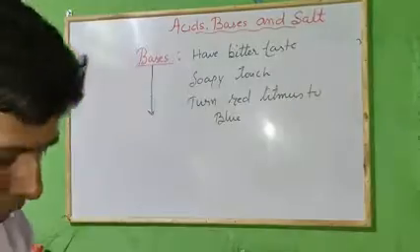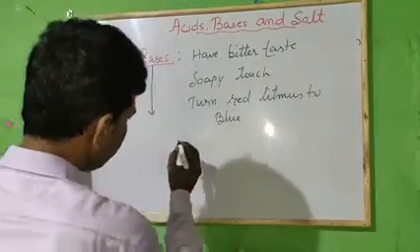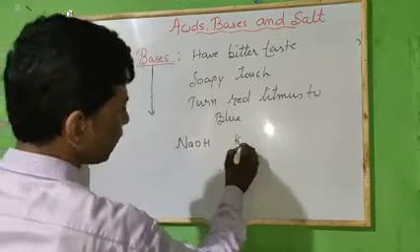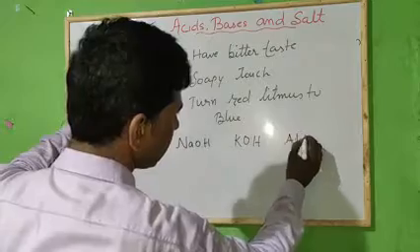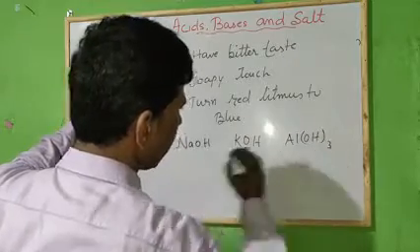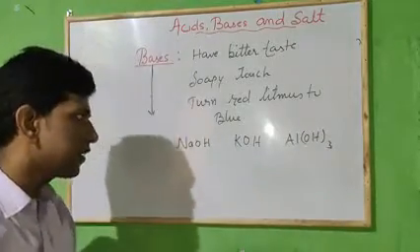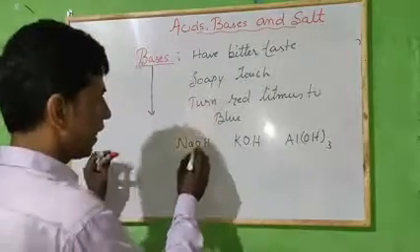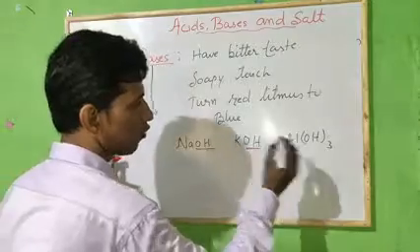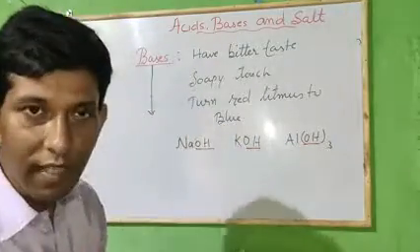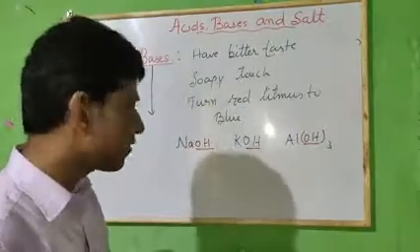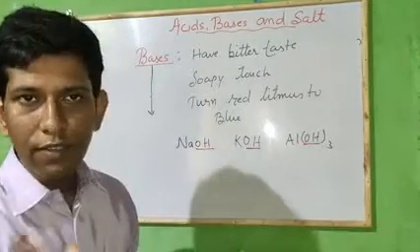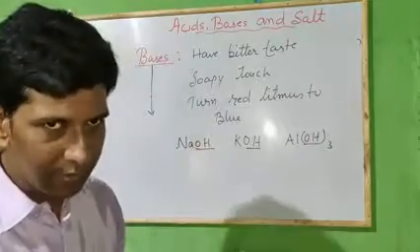I am writing a few examples of bases, try to observe. Suppose I am writing here sodium hydroxide, potassium hydroxide, aluminum hydroxide. Try to observe the three bases that I have written. Something is common in their formula. You can see OH here, here is also OH, here is also OH. What is OH? OH is the hydroxide ion. So when bases come in contact with water, they immediately furnish OH minus ion, that is, the hydroxide ion.